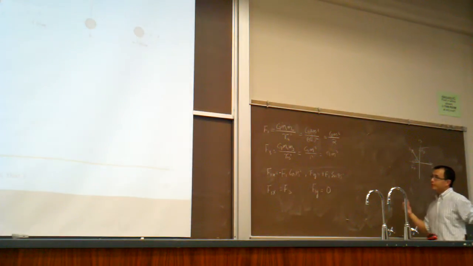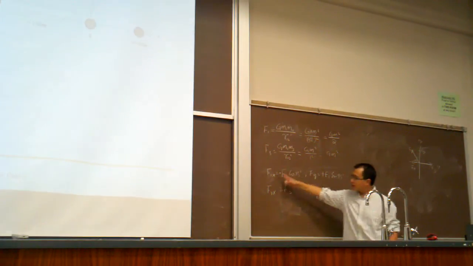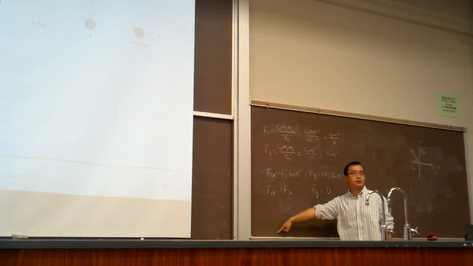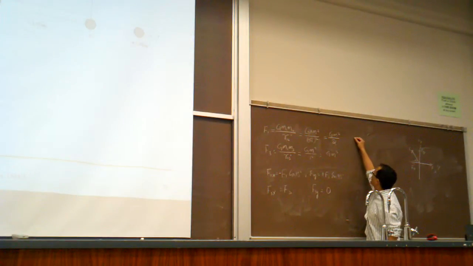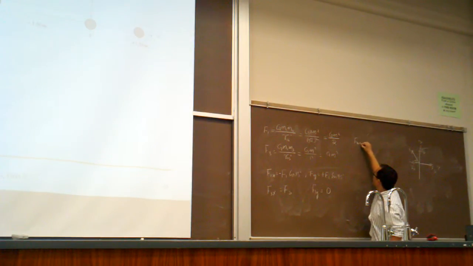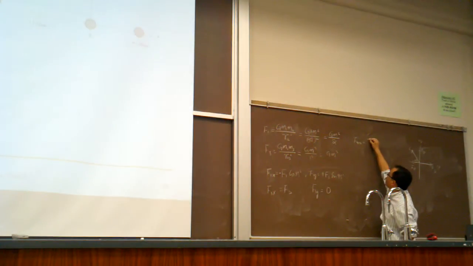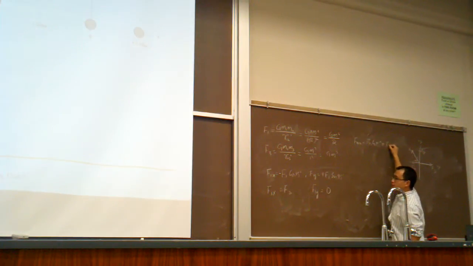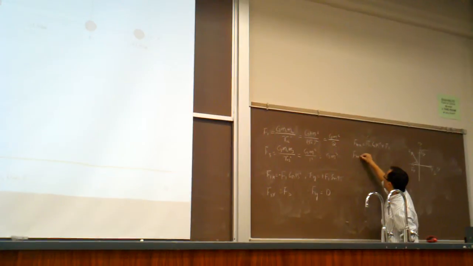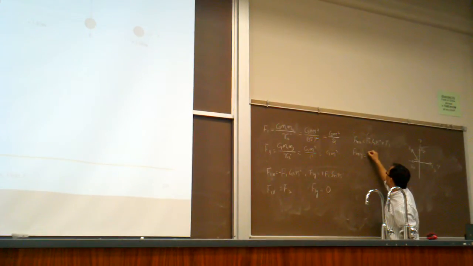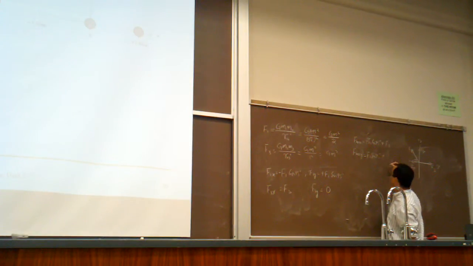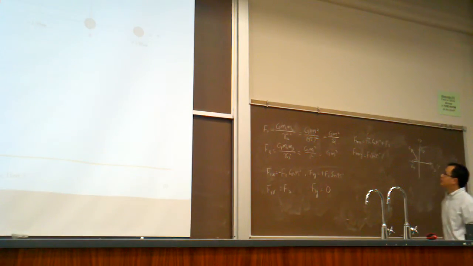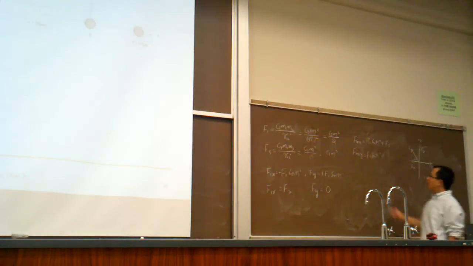Okay, and then if you want to get the net force, you just add all these components, right? So you get F net x equals negative F1 cosine 45 degrees plus F3, and F net y equals positive F1 sine 45 degrees plus 0. Okay. And now you can substitute numbers to calculate.